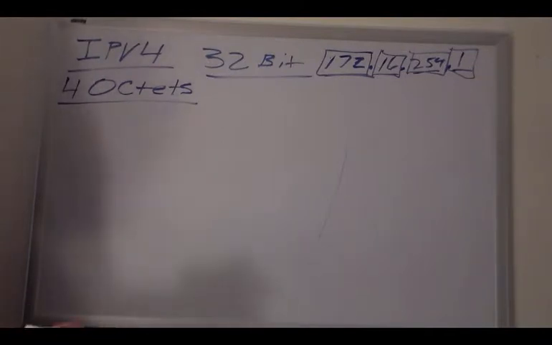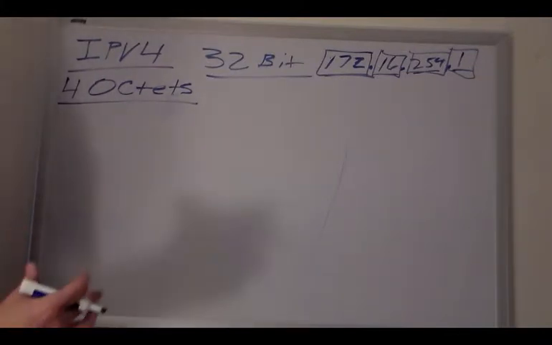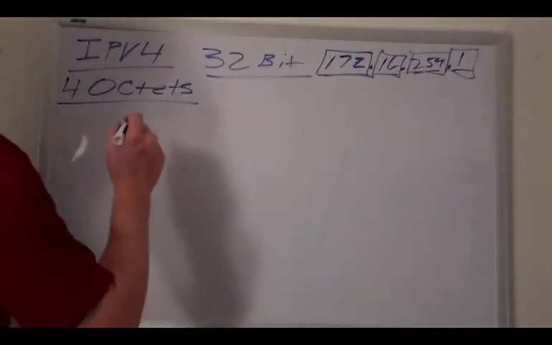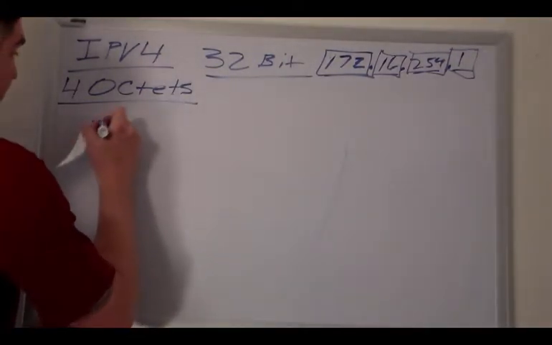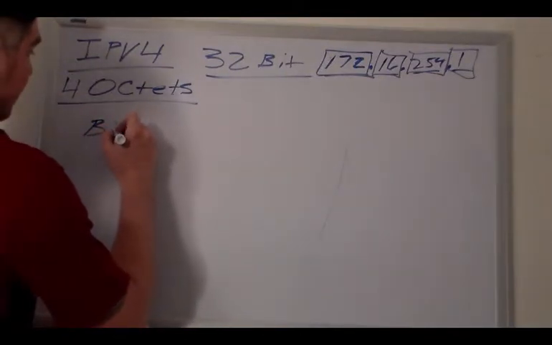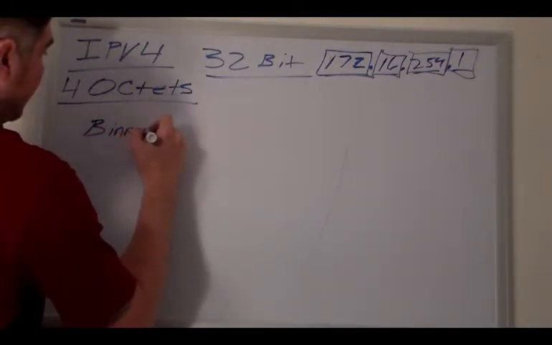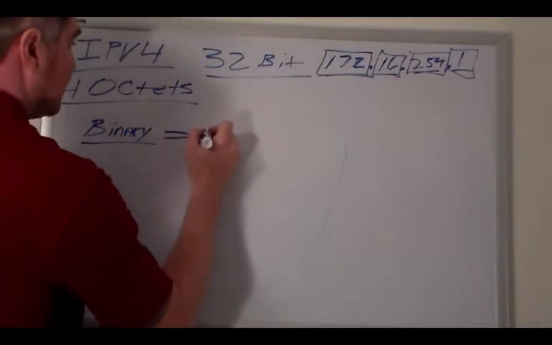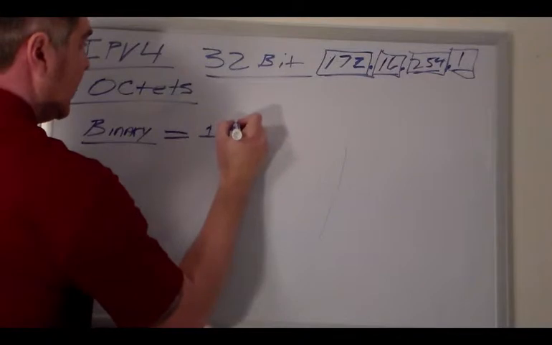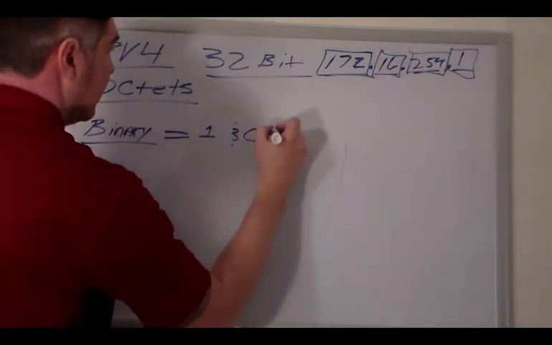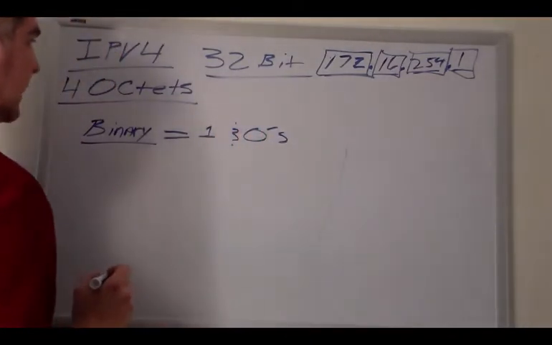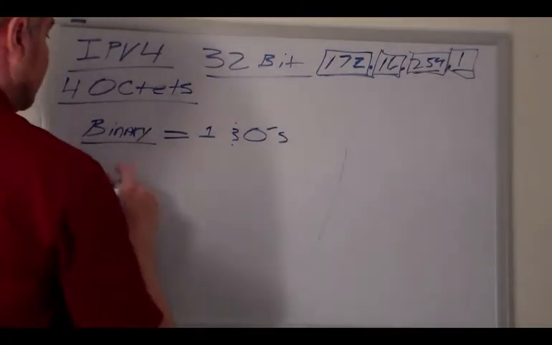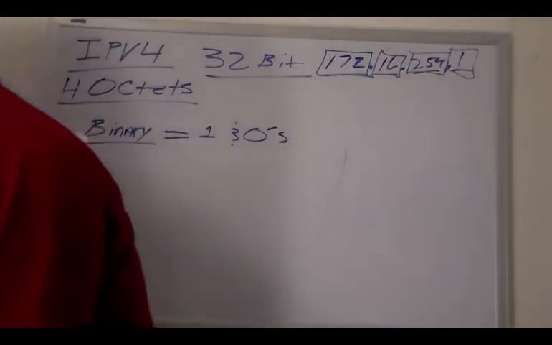Well, computers, they use binary. You may have heard of binary. Binary is ones and zeros. So within this IPv4 structure, it uses binary as the primary code that computers read. Binary equals ones and zeros. So binary is going to look something a little bit like this.